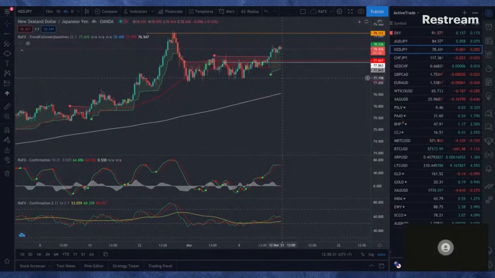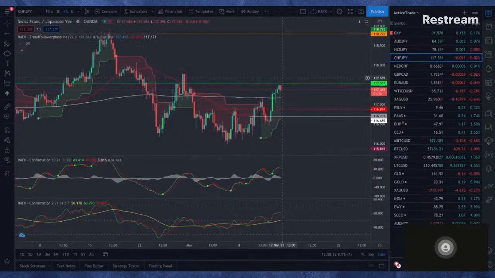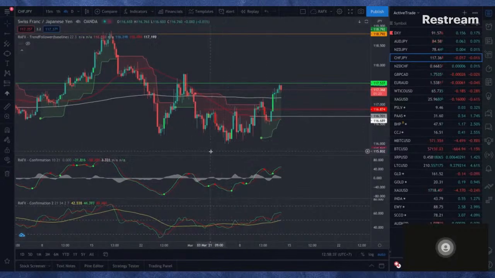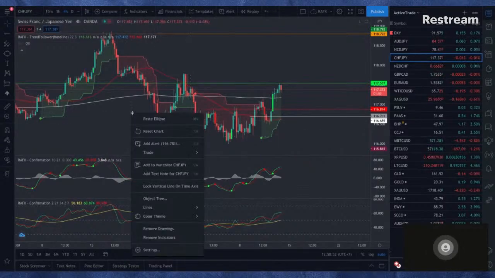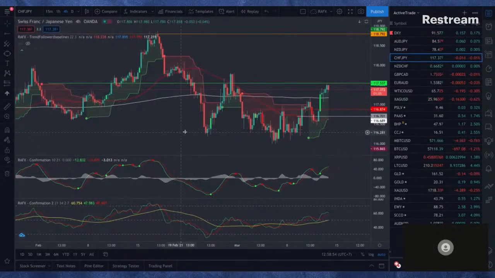Okay, so next is CHF JPY. CHF JPY is the second position that I exited today on my first tranche, because it also hit my 117.537 price target. And then I moved the stop loss in here so that I will not lose any money in this position. So, do I need to exit on this trade?